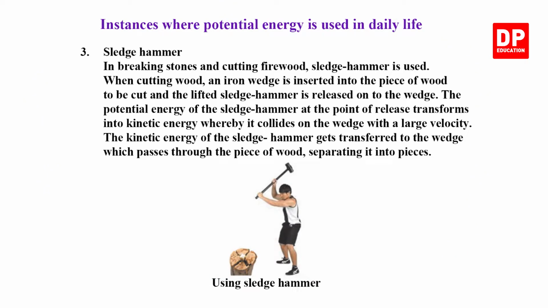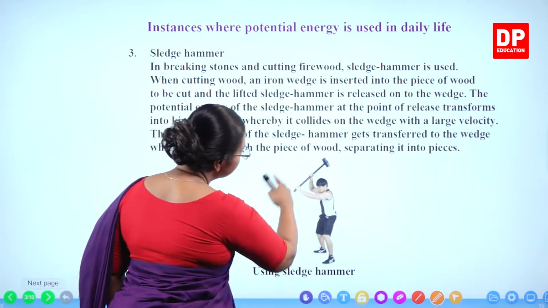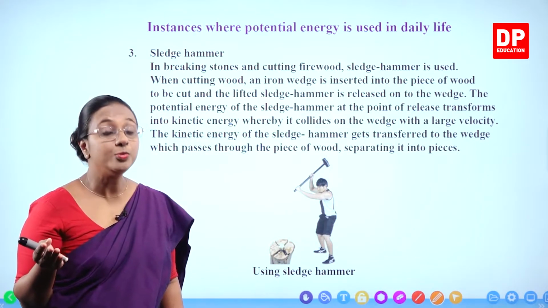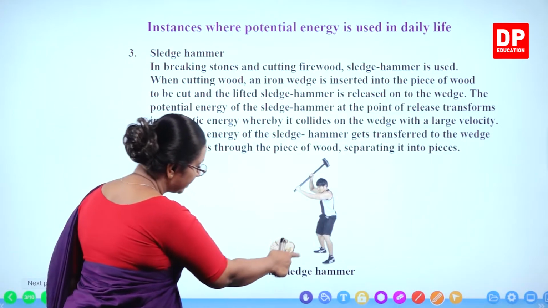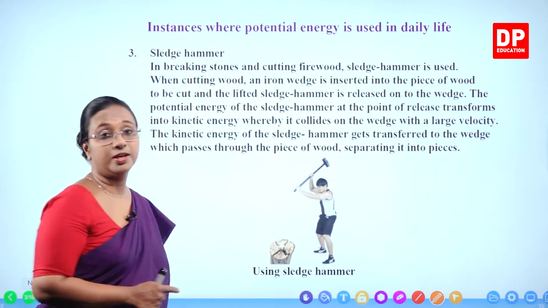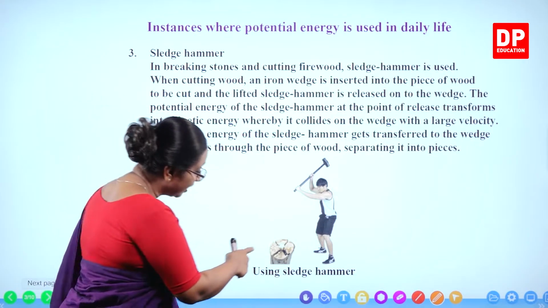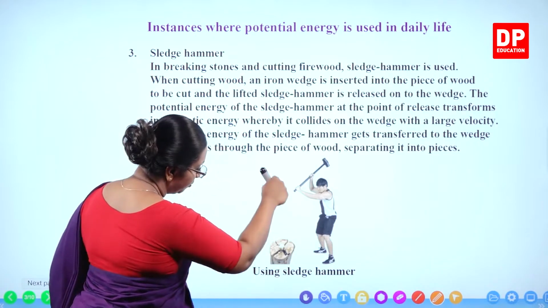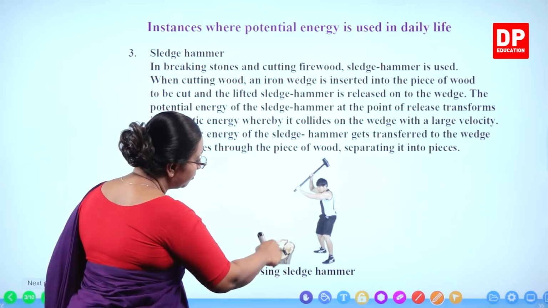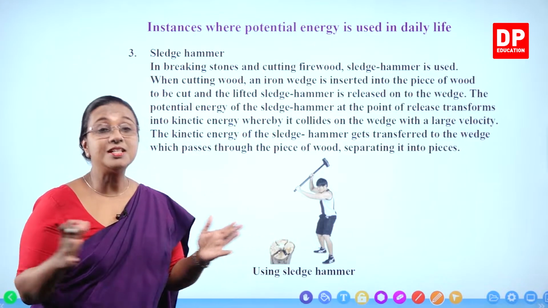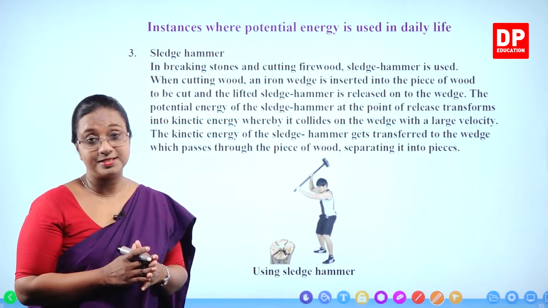Instances where potential energy is used in daily life. The third one, sledgehammer. You all would have seen this sledgehammer being used. What is a sledgehammer and why do we use it? Now, here you can see there is a large log of wood. It has to be split into splints. To do that, they use a wedge here. You keep the wedge there and you hammer it with the sledgehammer.